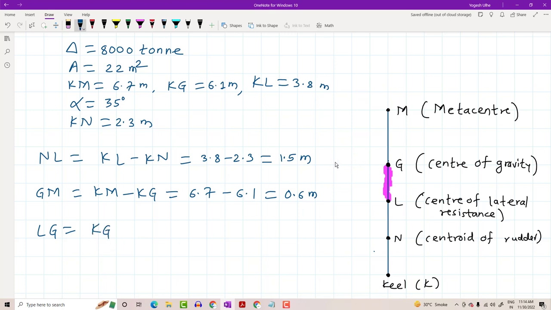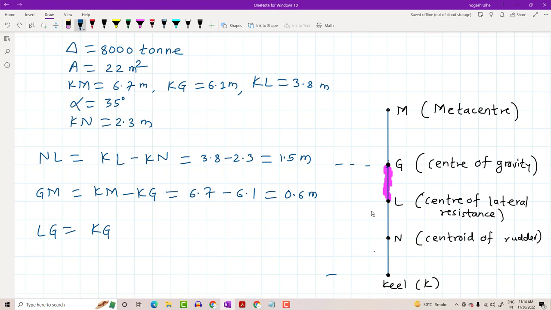KG means this distance from here. See, guys, here I am drawing roughly. This distance will be our KG. And KL means this distance will be our KL. Then this distance will be our GL. Getting my point? Try to understand the scenario here, what your teacher wants to say.